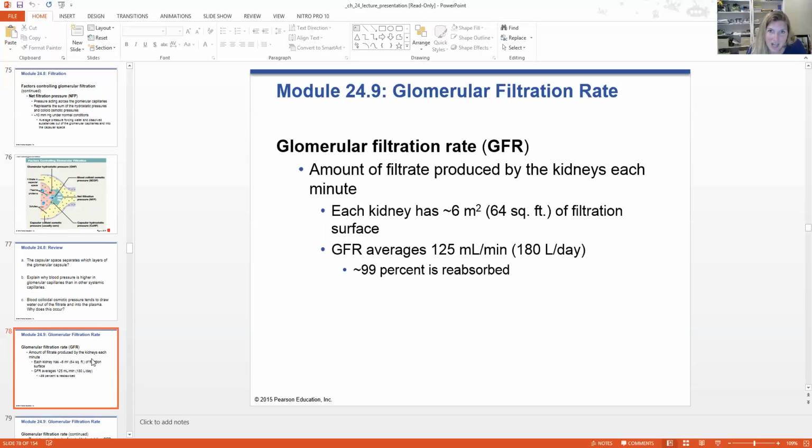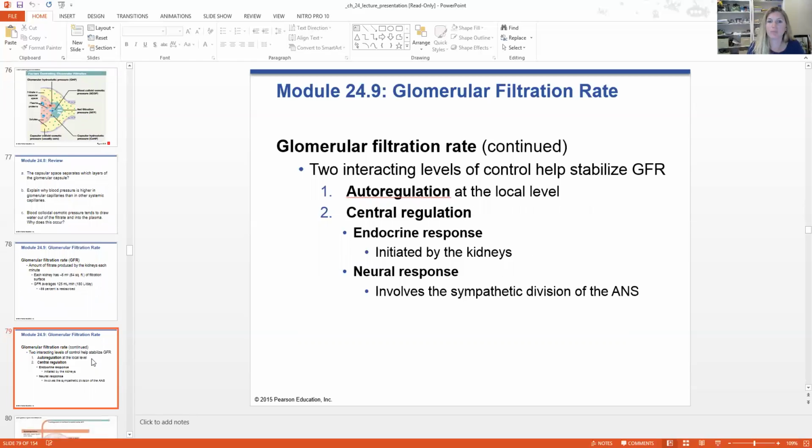Most of it, 99% of it, is reabsorbed. And that makes sense, right? Because we're not peeing all day long. If you are, there could be a problem, right? So how is it controlled? Everything in our body has 3 levels of control: auto-regulation at some local level, endocrine control, and hormone and neural control. So that's all done centrally.